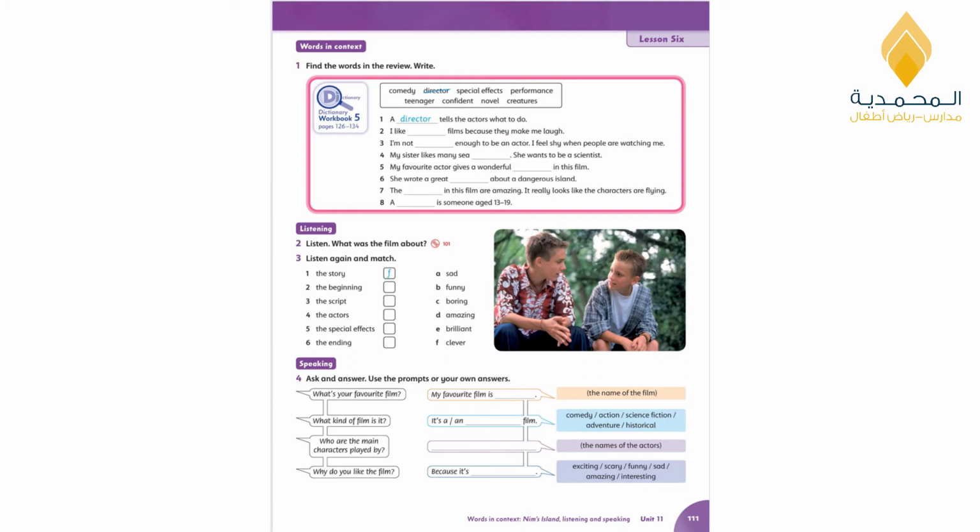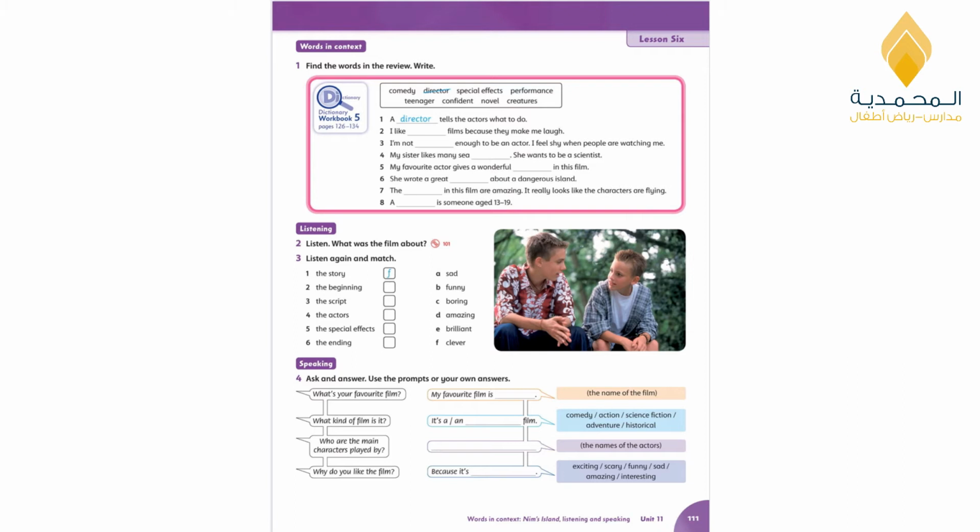What is the meaning of performance? Yes, it is the representation or to show or to play the role. Excellent. The teenager is the one who is between 13 to 19 years old. What about confident? Yes, the state of being certain, that means that you are confident.